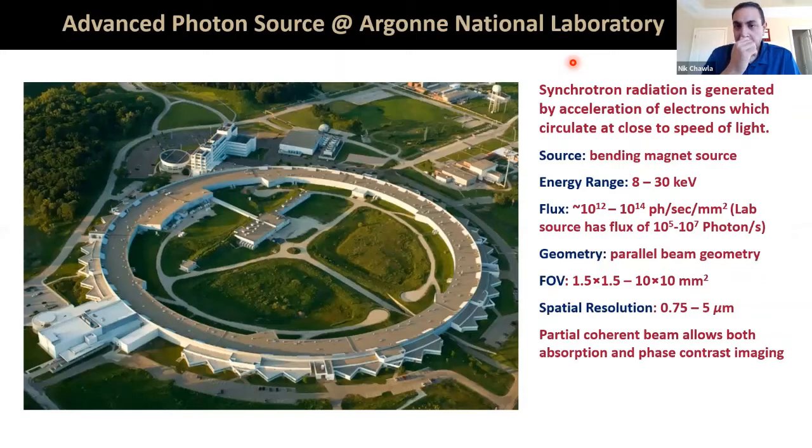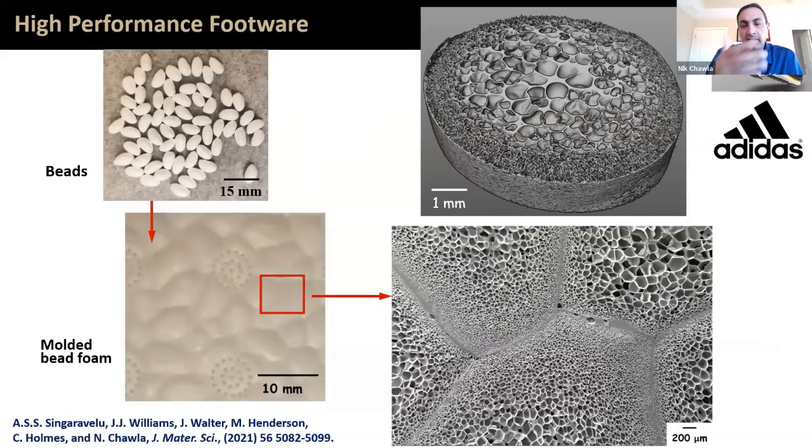Right. And finally, I'll just show you some work that we've done at the synchrotron. This is some work at the Argonne National Lab. This is using synchrotron radiation. So we're looking at much higher flux and parallel beam geometry. The resolution is still around 1 micron or so, and in some cases a little bit less than a micron. And here I'll show you an example related to footwear.